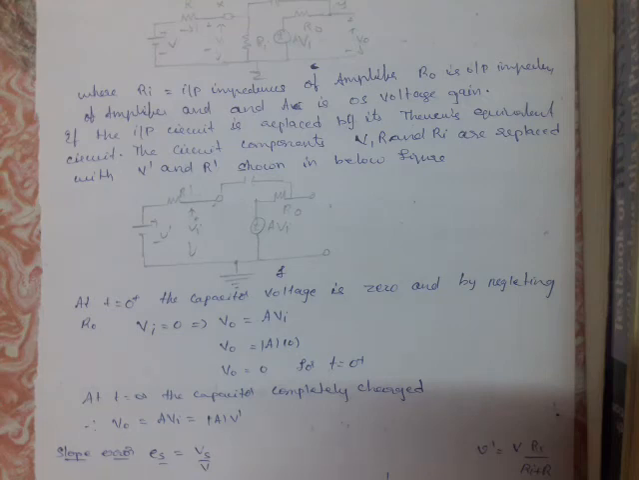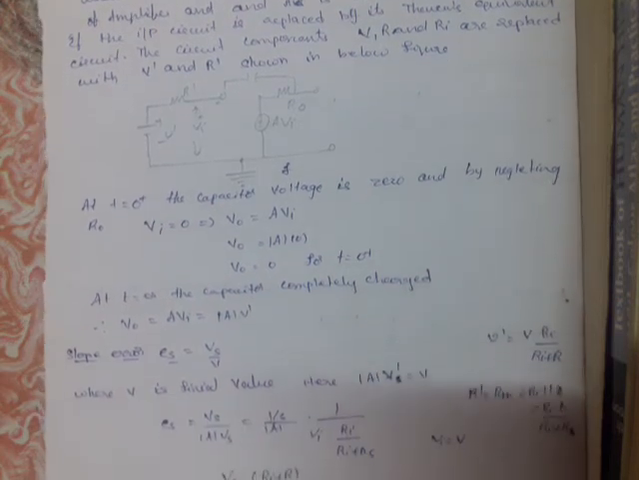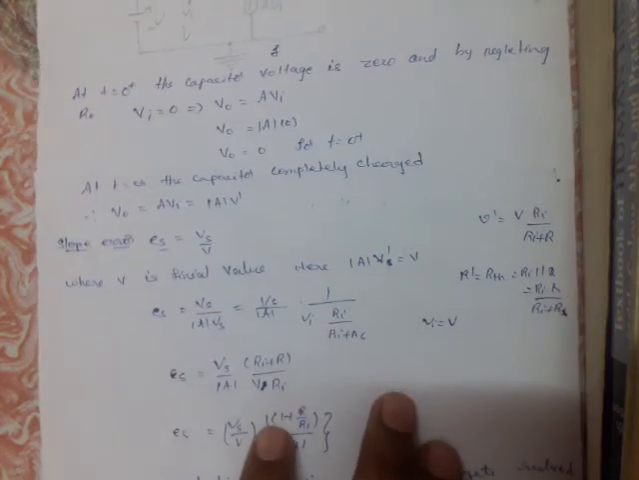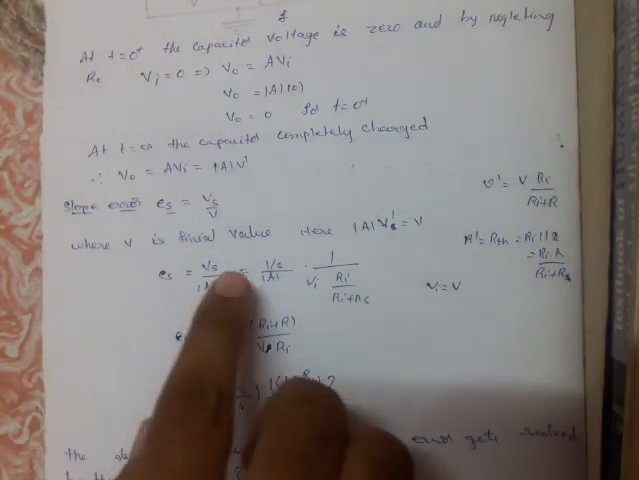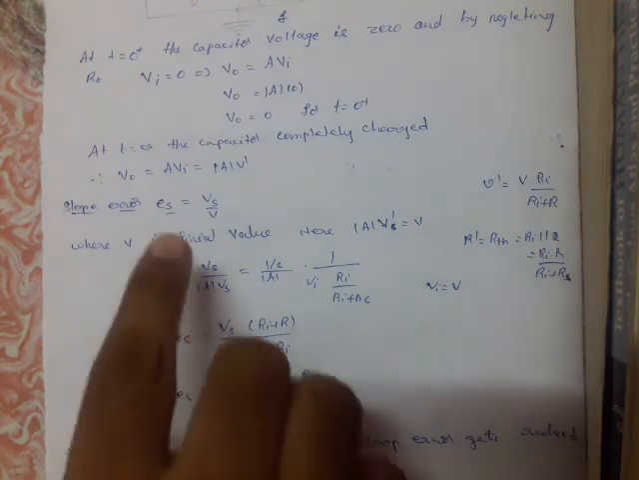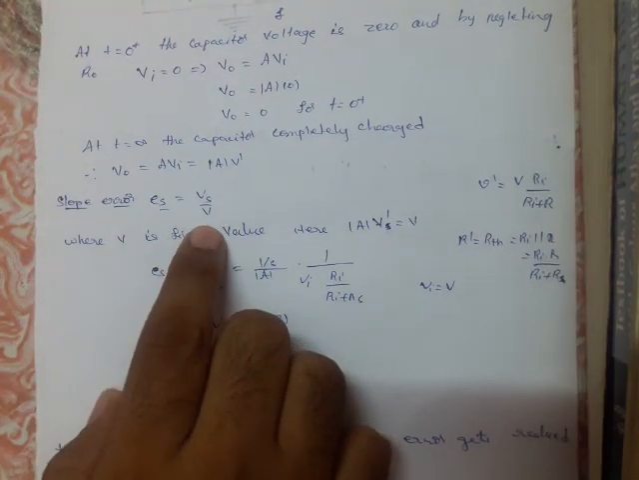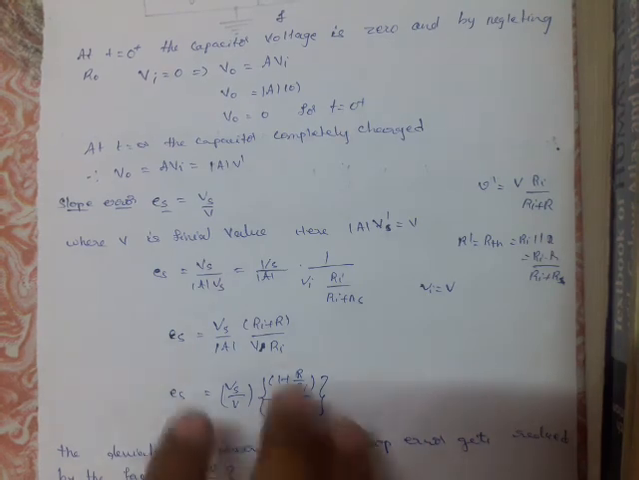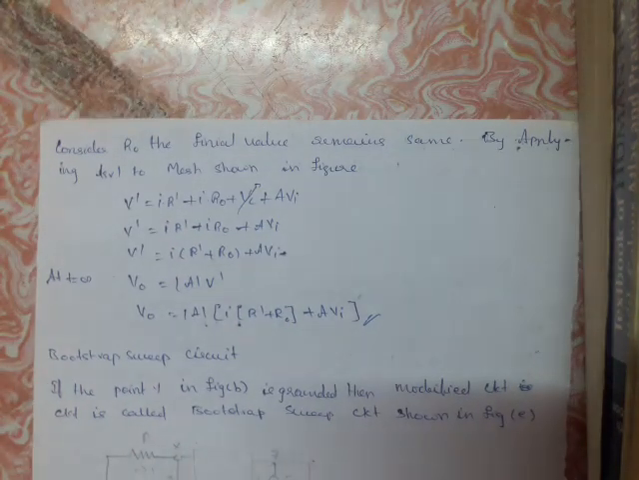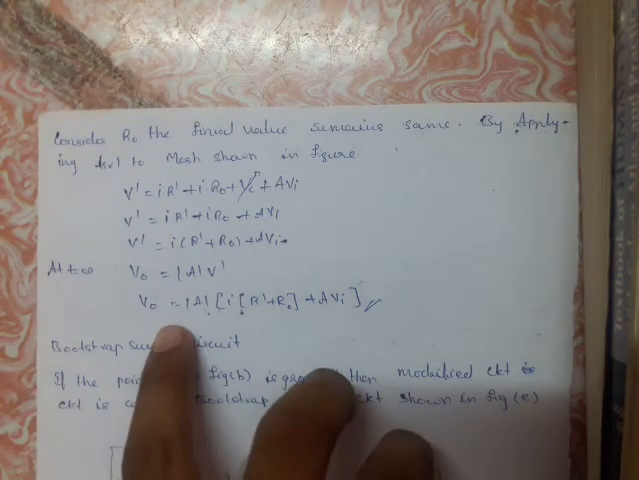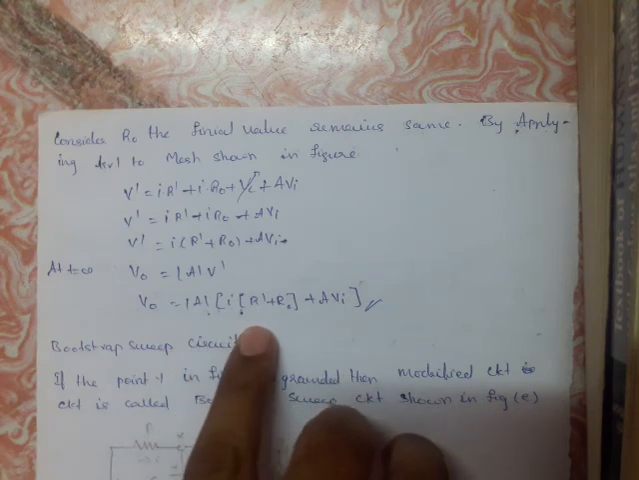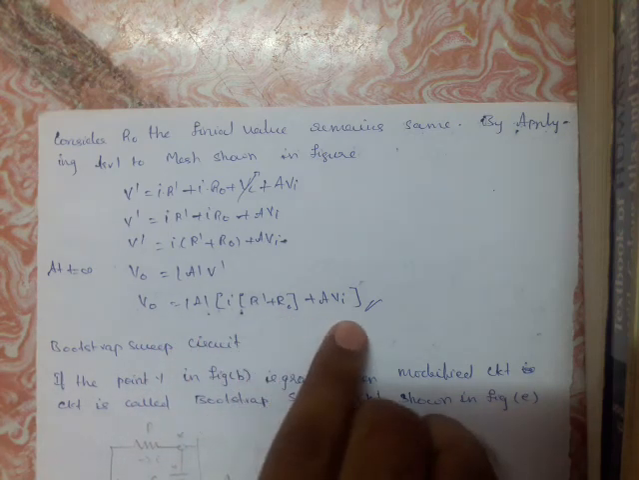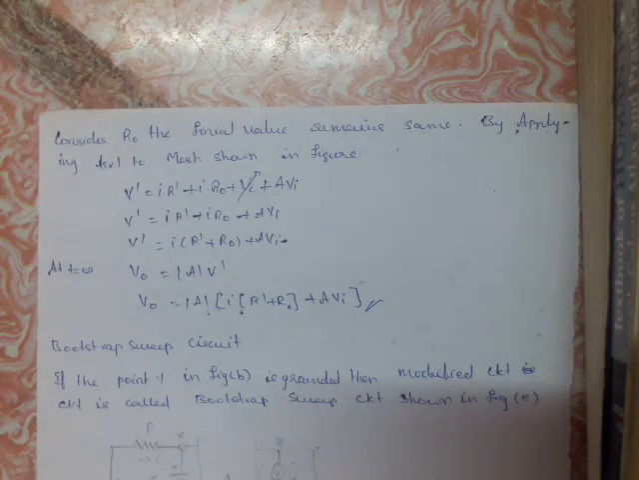After calculating this, again we have to calculate the slope error. So what is the slope error? We have a formula for it. Again you have to substitute Es is equal to Vs by, simplify, then we will get this portion, that is V naught is equal to modulus A in into I into R dash plus R naught plus A into V in. So this is how the output is generated at t is equal to 0 seconds.